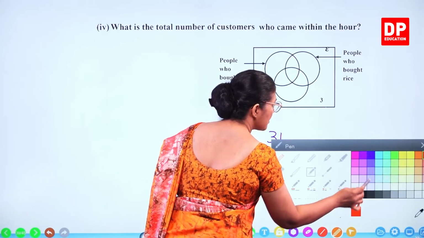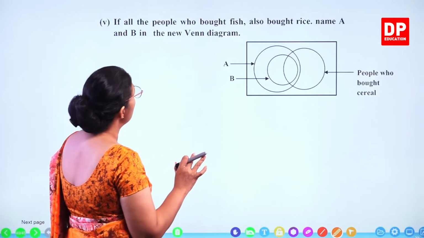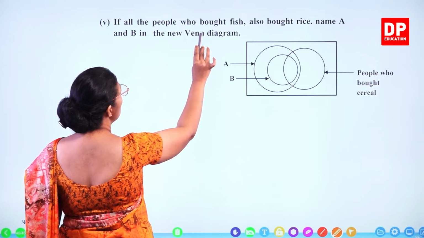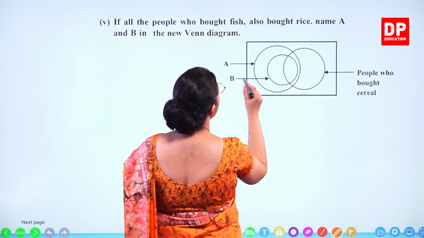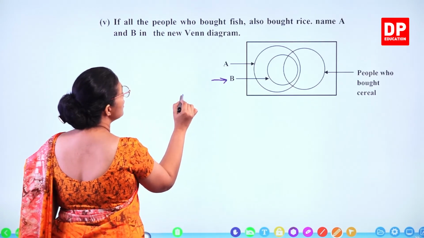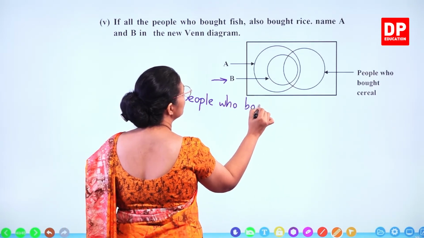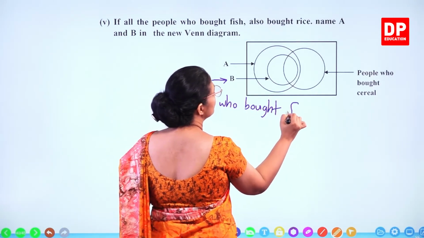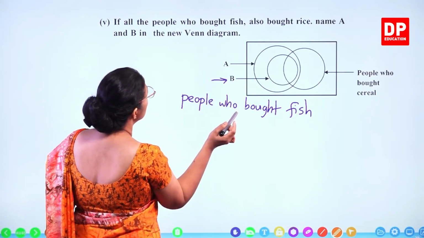And next part. If all the people who bought fish also bought rice, name A and B in the new Venn diagram. Now this is a new Venn diagram. If all the people who bought fish also bought rice, so fish should be here. B circle should be people who bought fish. And A should be people who bought rice.